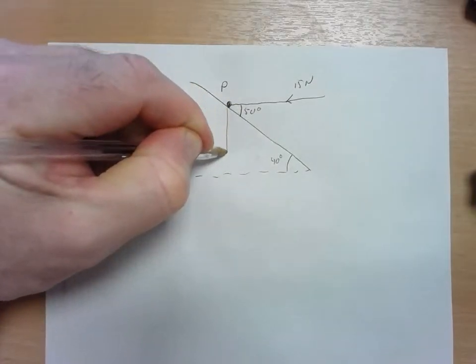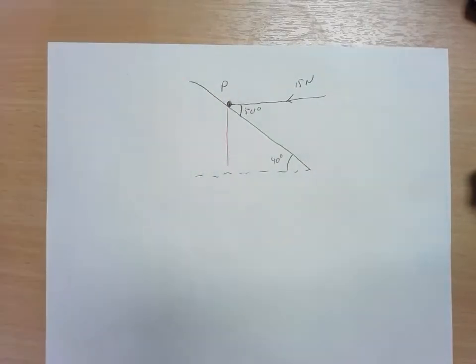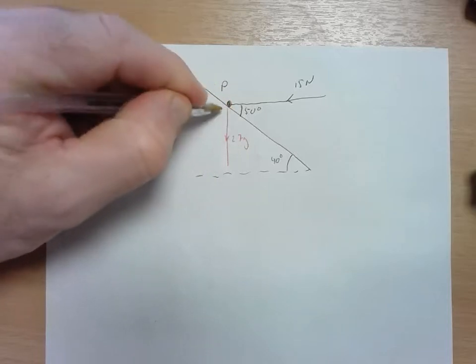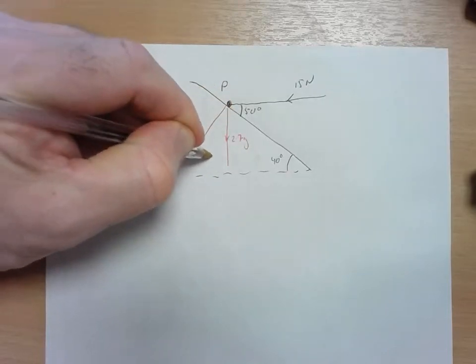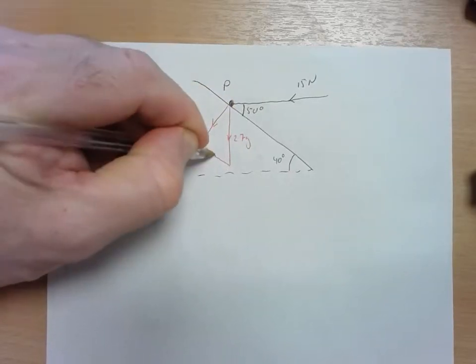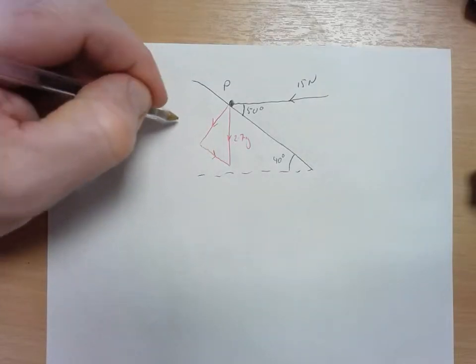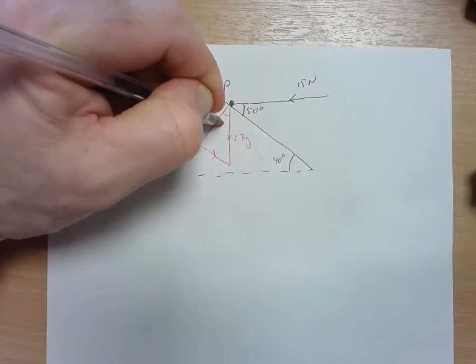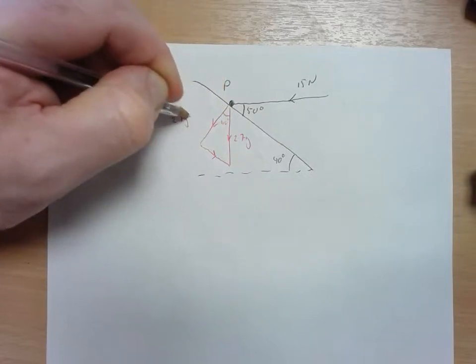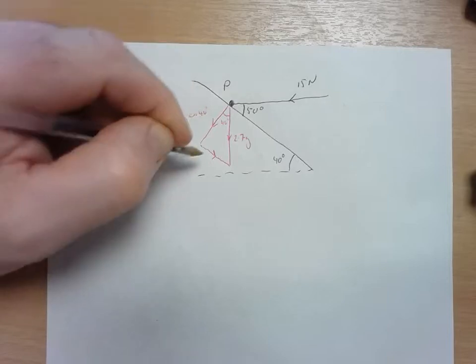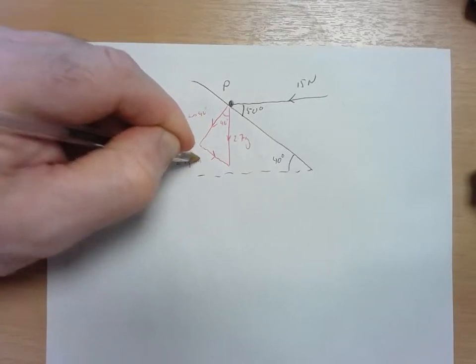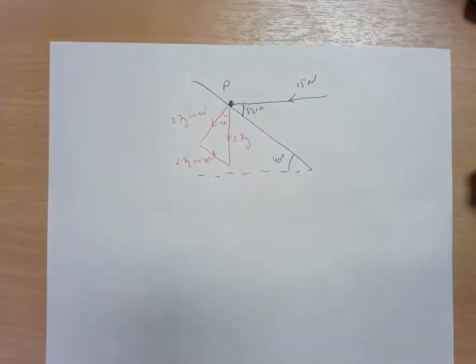What have I got? I've got the weight acting downwards, and that's 2.7 G. I'm going to resolve that into its perpendicular and parallel components. So 2.7 G, that angle there is going to be 40 degrees, so that is 2.7 G cos 40, and 2.7 G sine 40.